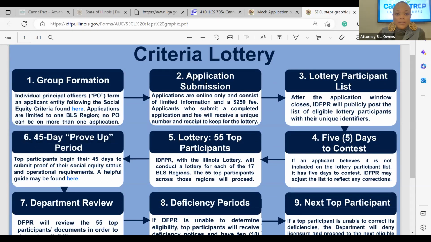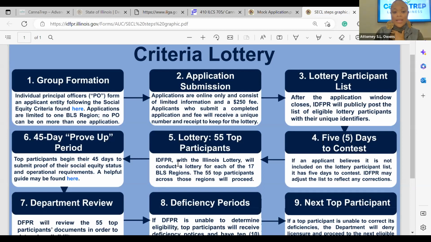So first you submit your application and you just say you think you're eligible. Then under number 3, they're going to post a list of the applicants who they think are eligible for a lottery. Then they're going to have a 5-day window under step 4 for people to say, wait a minute, I submitted an application. Why isn't my team on that list? Maybe there was some kind of glitch and you missed my application. So make sure you're watching out for this, because you're only going to get 5 days to contest the list.